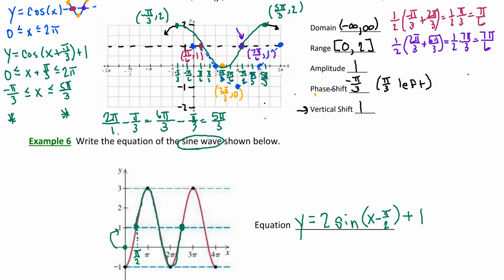So it's very important that we know the 5 key points for both the sine wave and the cosine wave, so that we can recognize a change in amplitude, a change in phase shift, or a vertical shift.